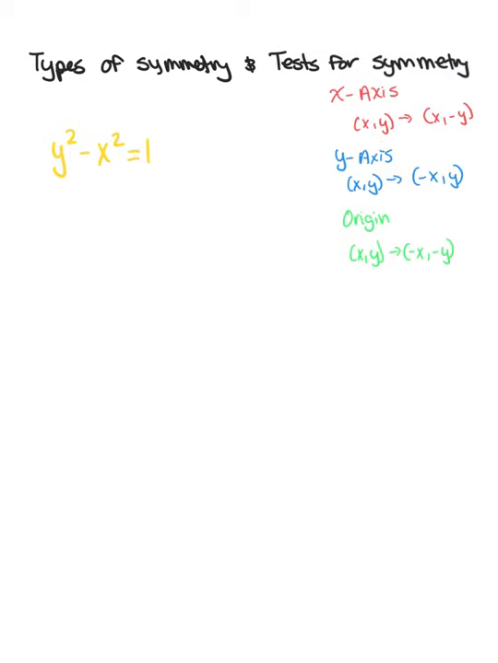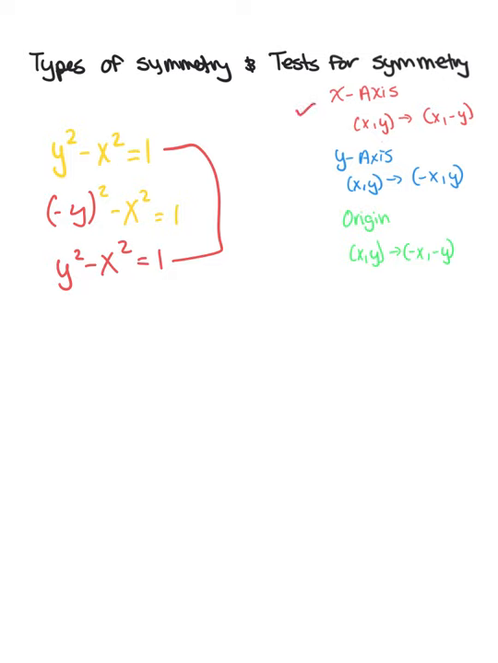So I'm going to focus on the x-axis. If something is symmetric with respect to the x-axis, we have to negate the y. So I'm going to keep everything else the same. I'm simply going to negate the y. So negative y, and then I'm going to keep everything else the same, squared minus x squared is equal to 1. Well, negative y times negative y is a positive y squared minus x squared is equal to 1. Is that what I started with? Yes, then it is symmetric with respect to the x-axis.